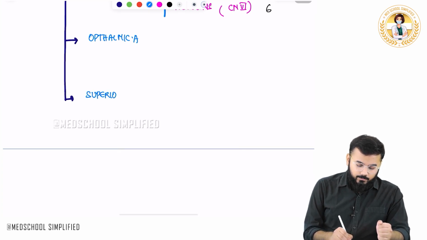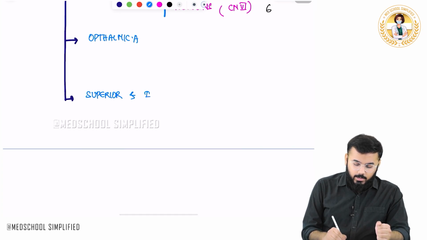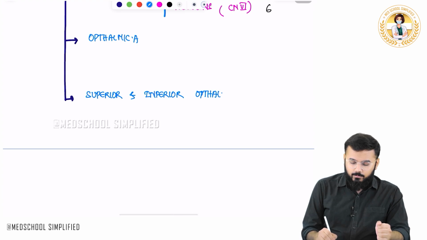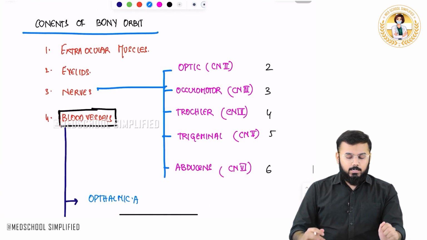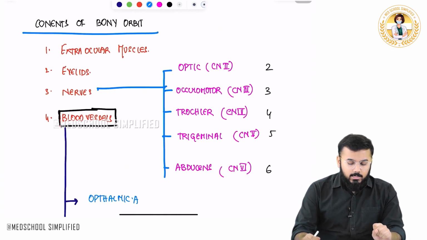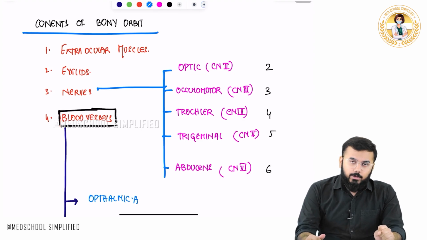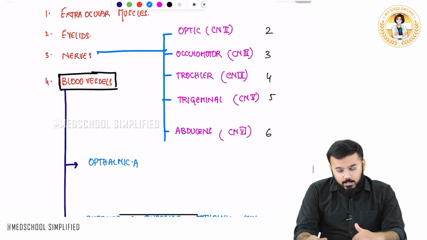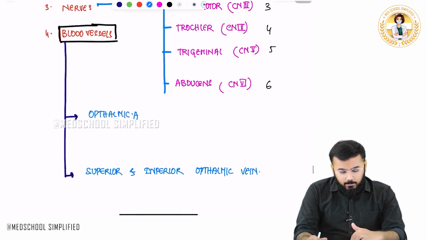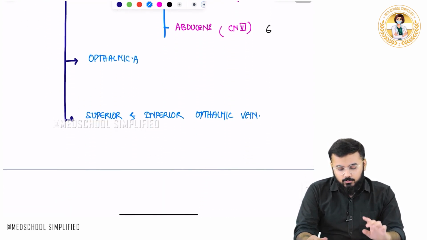Superior and inferior ophthalmic vein. So, these are the structures that are located here. These are the contents of the bony orbit. Okay. So, extraocular muscles, eyelids, nerves 2, 3, 4, 5, 6 and blood vessels like ophthalmic artery as well as superior and inferior ophthalmic vein.